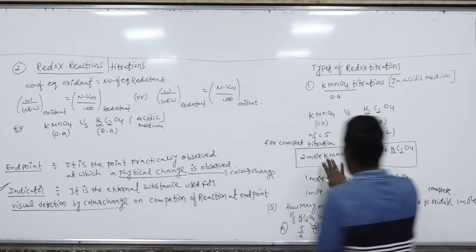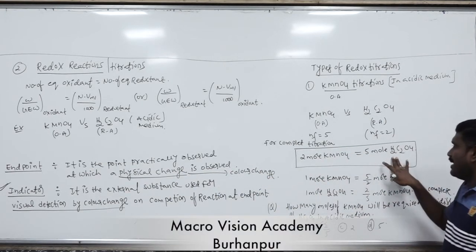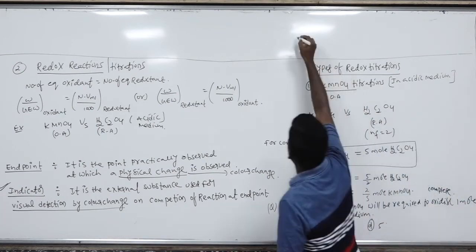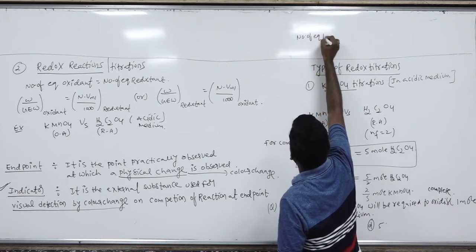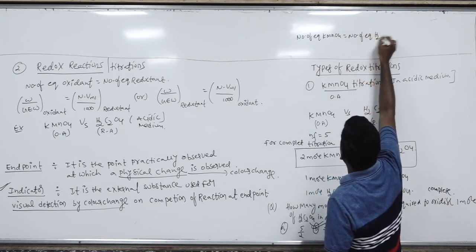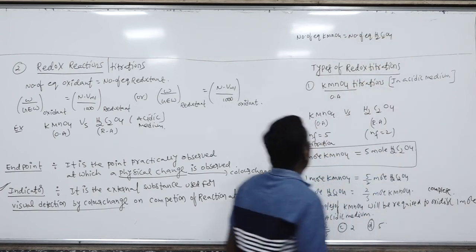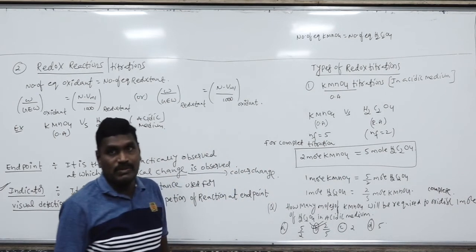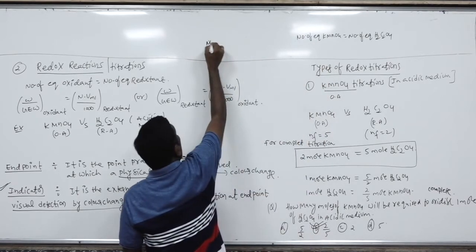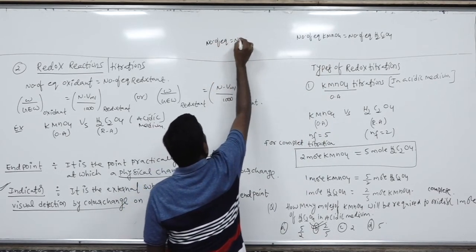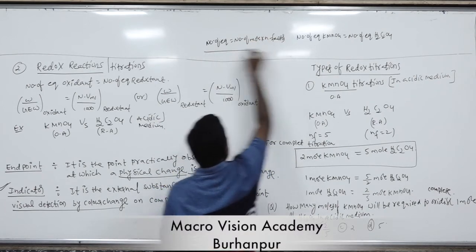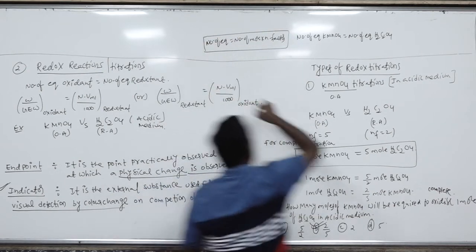We just have to know how many moles of KMnO4 will react with how many equivalents of oxalic acid. Otherwise, you can use this formula also. The number of equivalents of KMnO4 will be equal to the number of equivalents of oxalic acid, from the law of chemical equivalence. How to find the number of equivalents? Number of moles multiplied by the n factor.